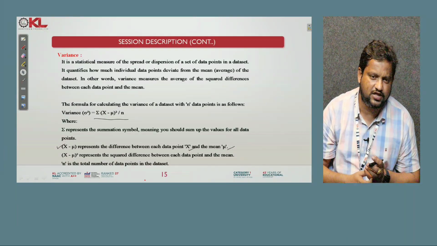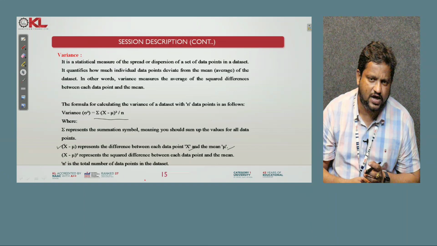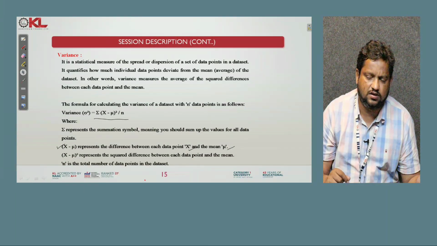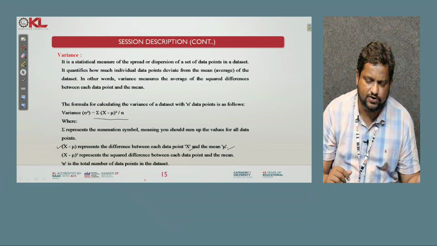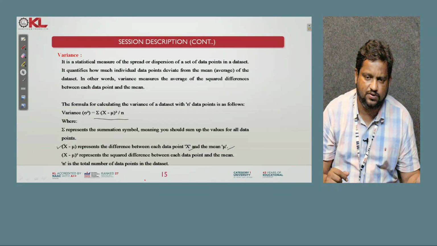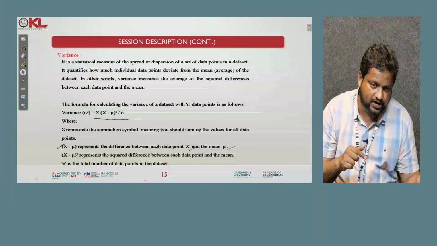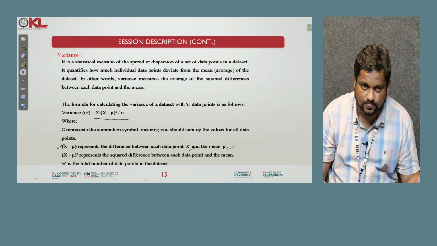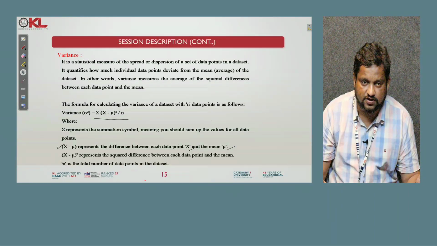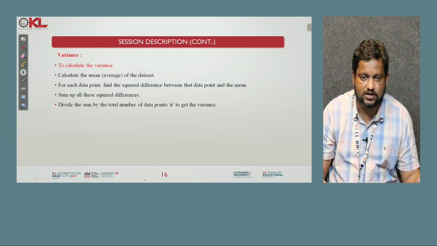If you are squaring, then we are going to concentrate on negative values also. When we are dealing with absolute value, we are not going to concentrate on the direction of the spread. Here we are able to include the direction of the spread also. That is the difference between mean deviation and variance.